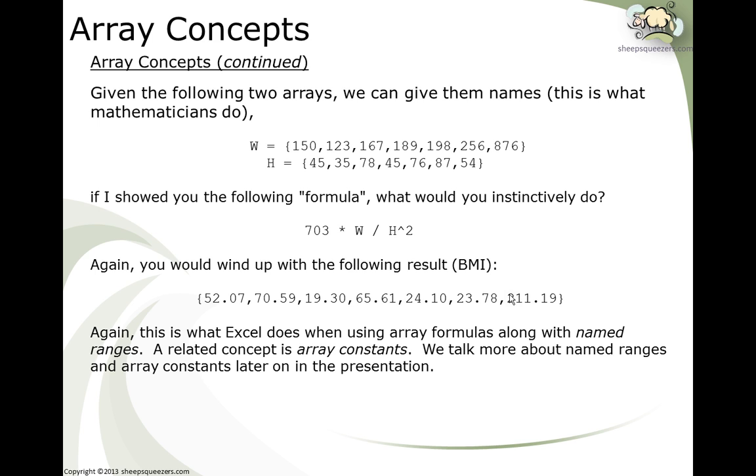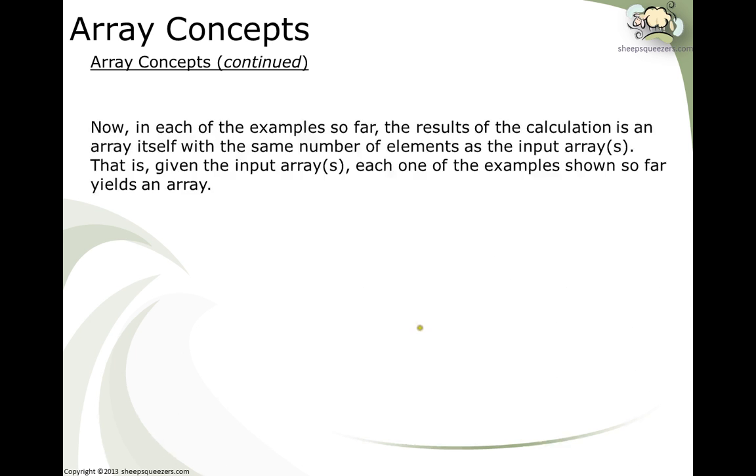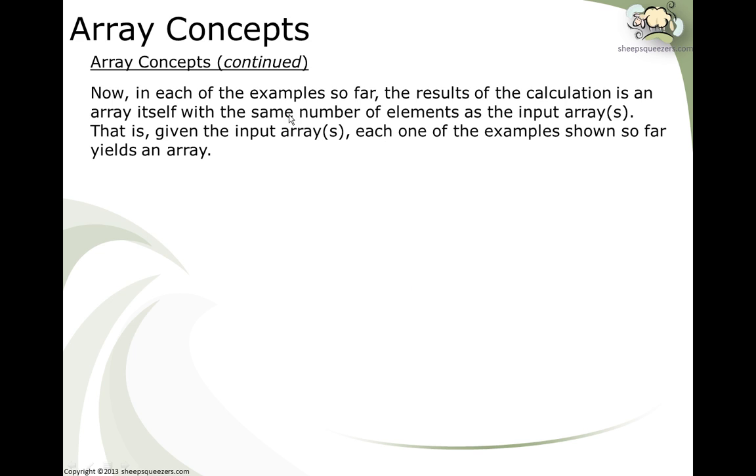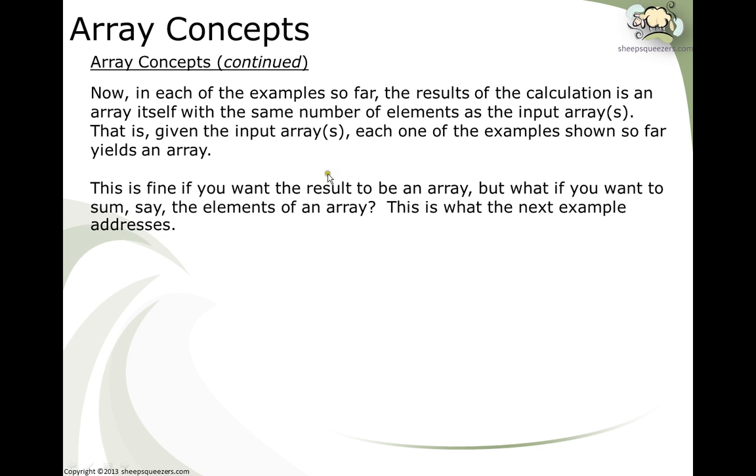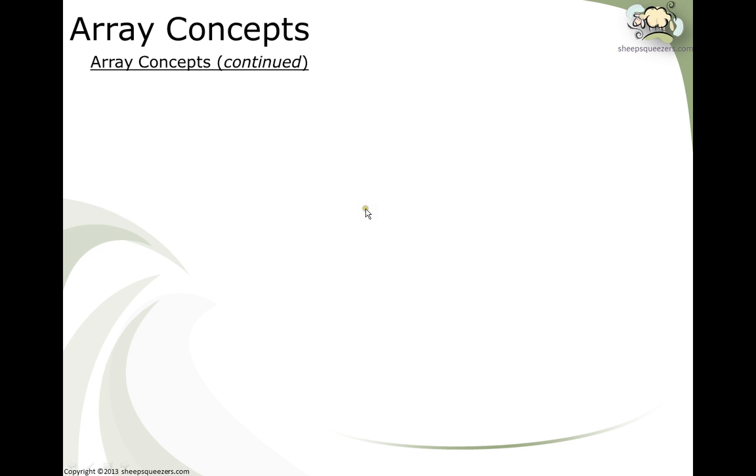A related concept, by the way, is called array constants. We'll talk more about named ranges and array constants later on in the presentation. So now, in each of the examples so far, the result of the calculation is an array itself with the same number of elements as the input array or arrays. That is, given the input array or arrays, each one of the examples shown so far yields an array. This is fine if you want the result to be an array, but what if you want to, say, sum up the elements of the resulting array? This is what the next example addresses.